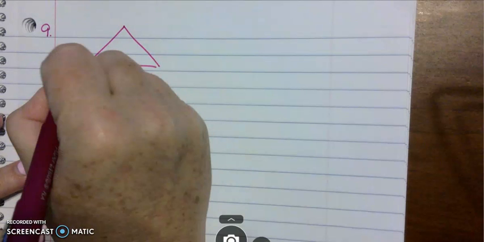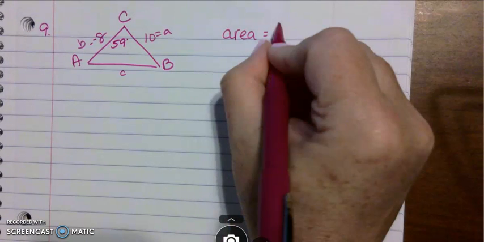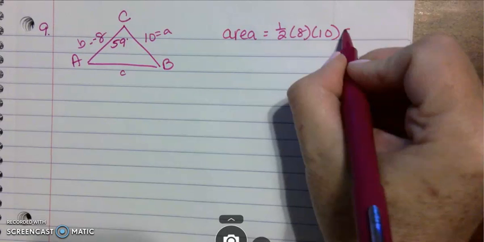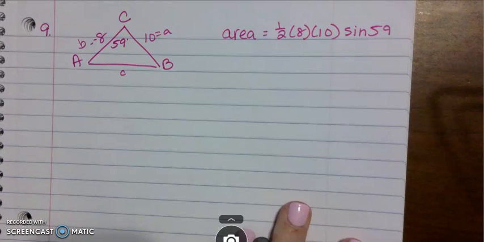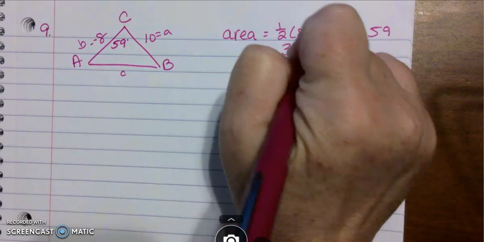Okay, so when in doubt, let's draw a picture. A, B, C. So they said 2 sides are 8 and 10. 8, 10. Okay, and the angle between them is 59. Okay, so little a, little b, and little c. But they just want area. And notice I have side, angle, side. So area is 1/2 times 8 times 10 sine of 59. And again, we know everything, so we're going to type this in. And I got 34.3.